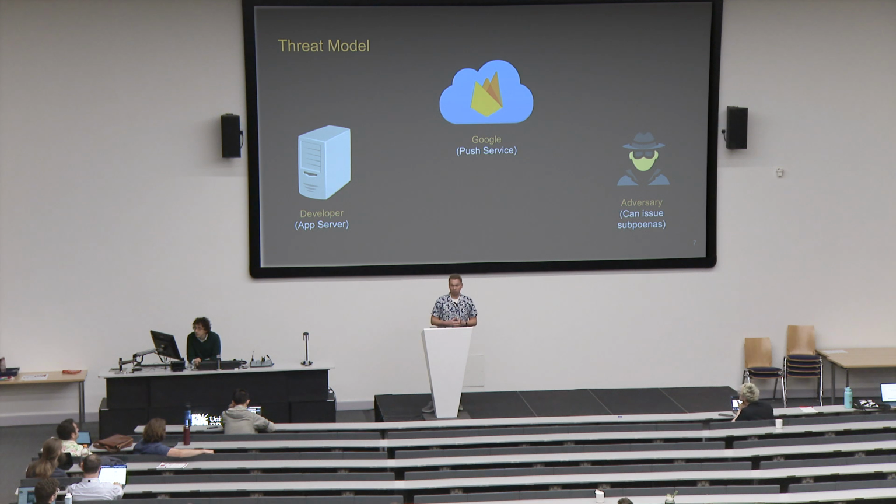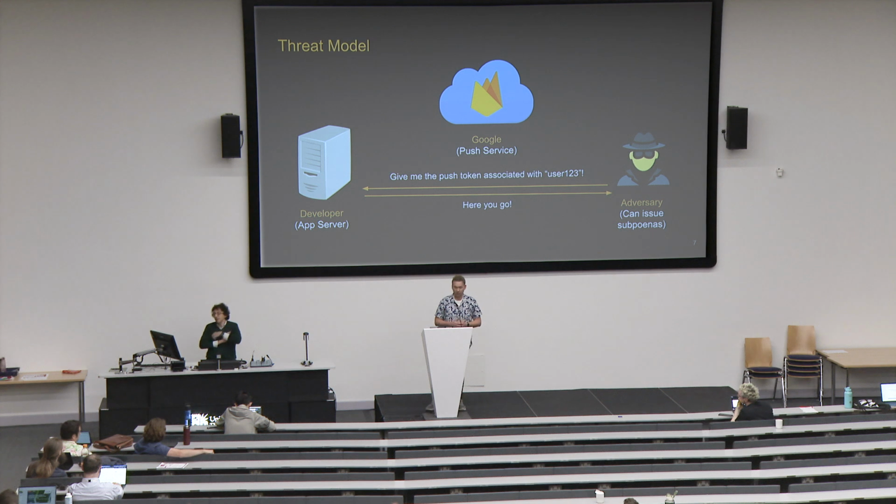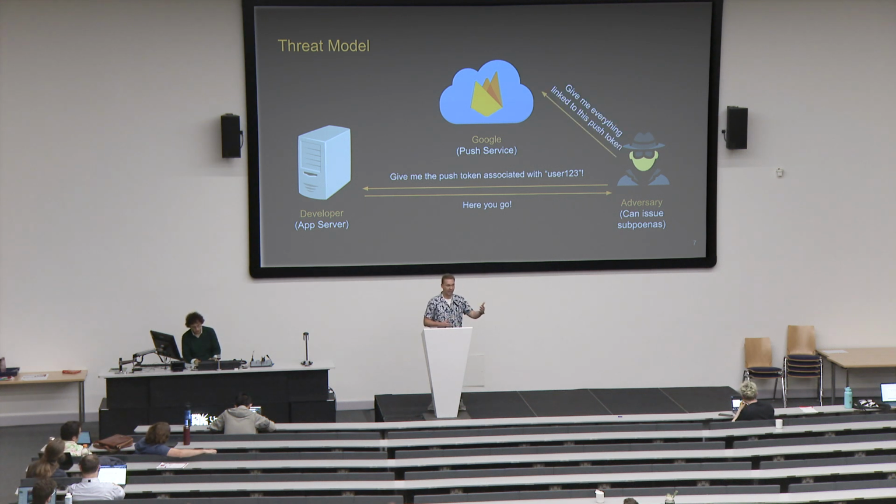So let me discuss the threat model. In our paper, we assume an adversary that can issue subpoenas or court-mandated legal requests. Let's say they received a tip about some user 123 on some platform. And so they go to the developer and they ask them to provide a push token corresponding to that user. The developer will most likely reply because they have to maintain a list of tokens in order to send push notifications to the correct device. Once the adversary has the required push token, they can go directly either to Apple or Google and ask to provide all information associated with this push token, which Google may also very much reply to.